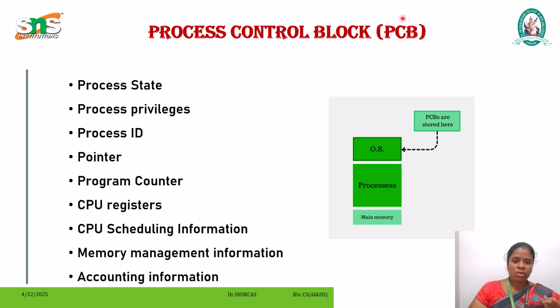Next one, memory management information. This includes the information of the page table, memory limits and segment table, depending on the memory used by the operating system. Last one is accounting information. This includes the amount of CPU used for process execution, time limits, execution ID, etc. Next one is IO state information, input output status information. This includes the list of input output devices allocated to the process.